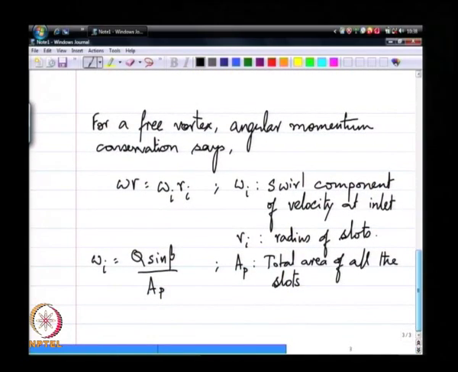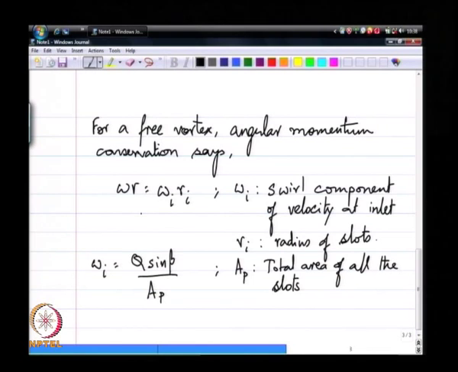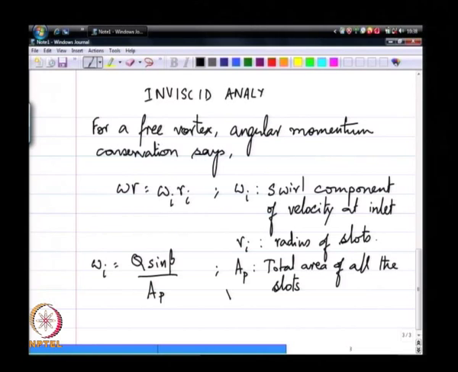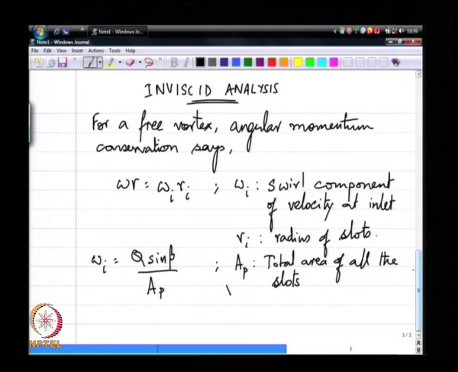Okay, so if I now go back to my free vortex that I have set up by these tangential slots, W times R is W I R I, which is coming from angular momentum conservation. Now, mind you, the moment I say angular momentum conservation, I have already made a couple of simplifying assumptions that we are only dealing with inviscid analysis. Actually, angular momentum conservation alone does not require inviscid, it could be true even in a viscous flow, but we are only going to look at an inviscid analysis, as you will see a little later on.